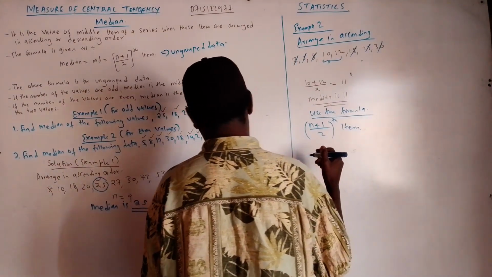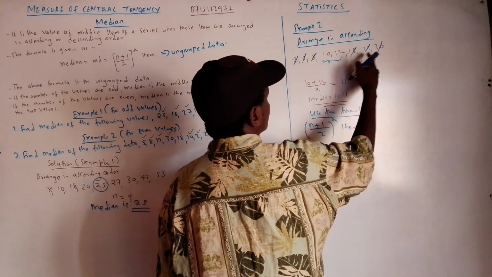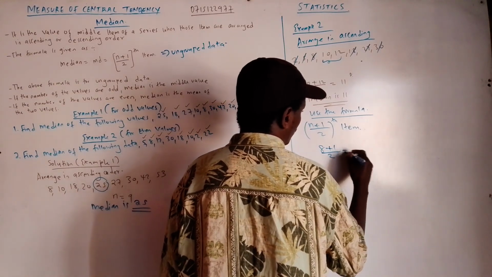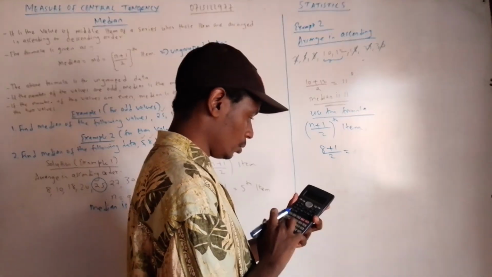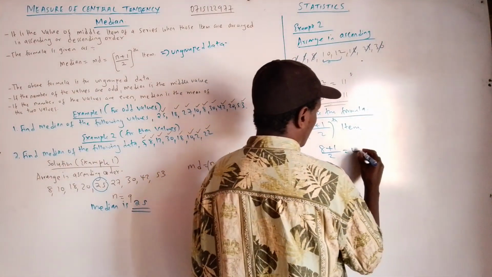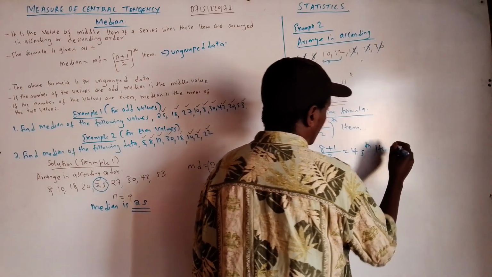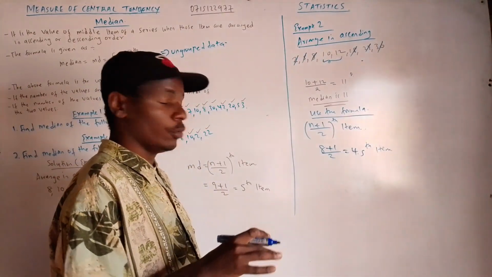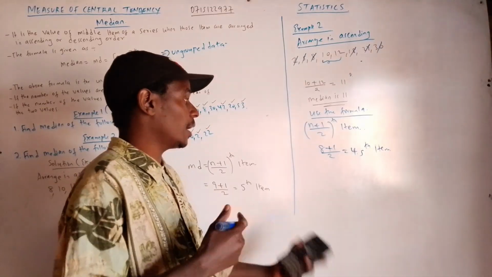So we say it is what? Number of items: 1, 2, 3, 4, 5, 6, 7, 8. It is 8 plus 1 divided by 2, which will give us 9. 9 divided by 2, which is 4.5. Remember, with the nth item, we cannot find the 4.5 value. We say that we find the fourth value or fifth value, but we cannot find a number with a decimal. So how do we do it?